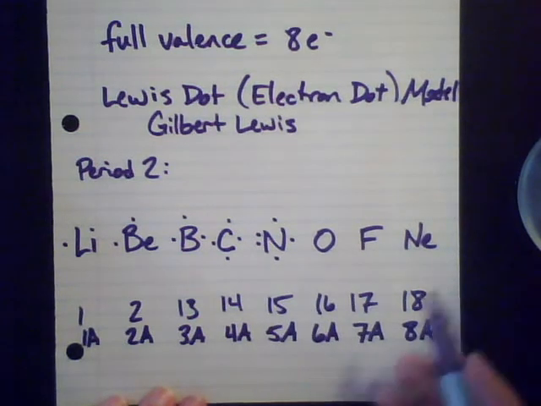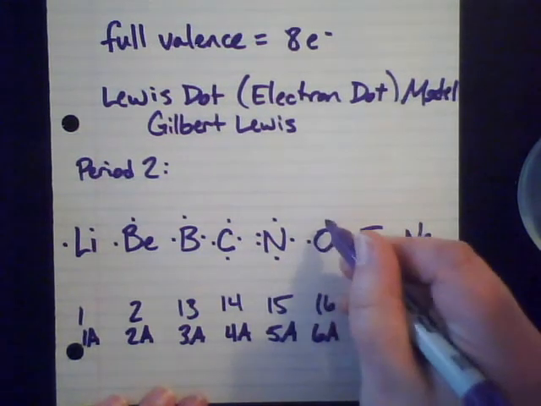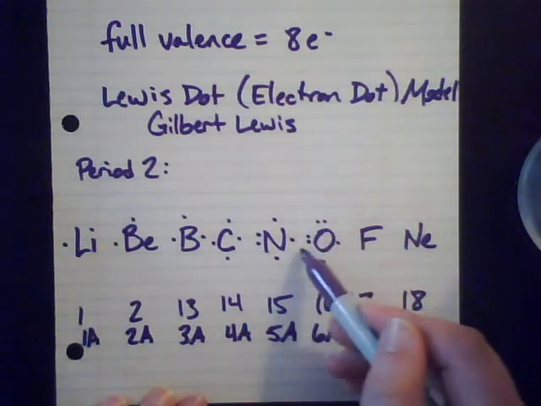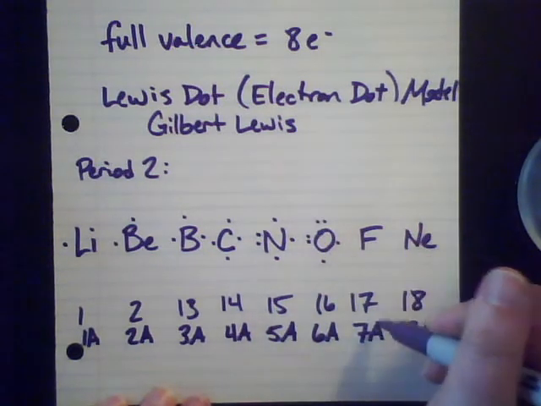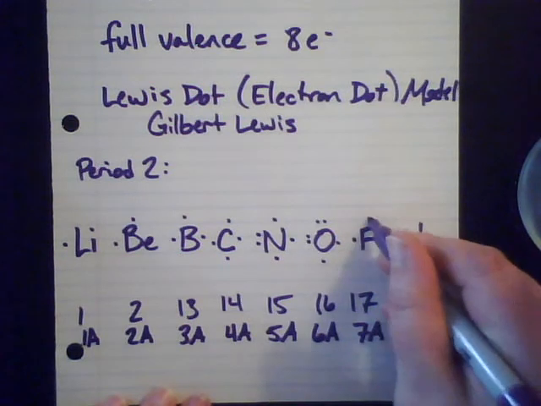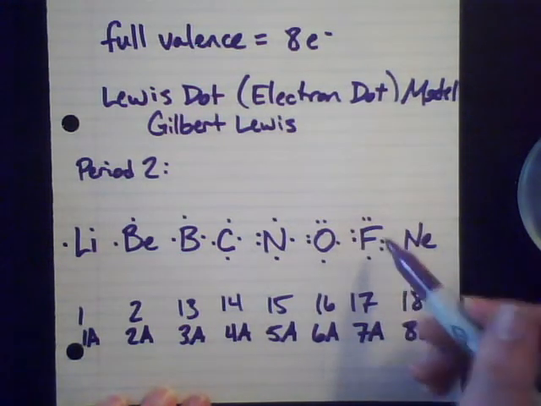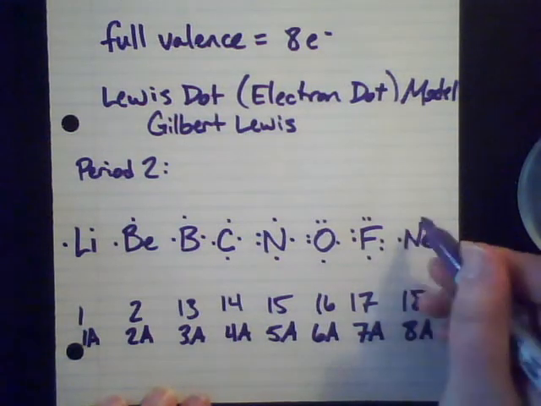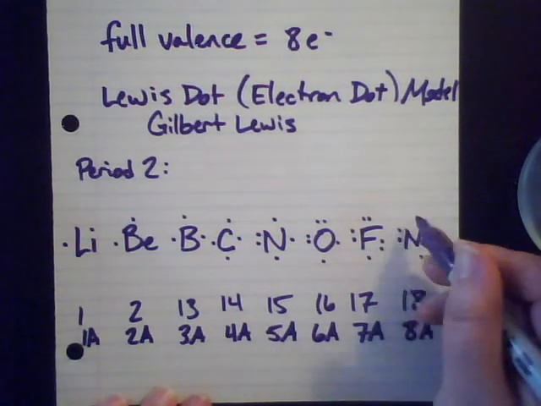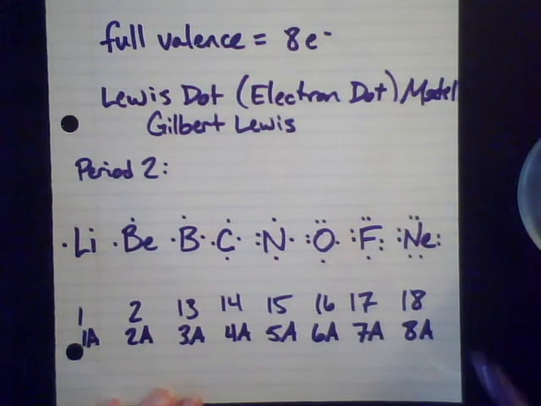Now I have 6 valence electrons on oxygen. 1, 2, 3, 4, 5, 6. So now I have a pair here, and 7 on fluorine. 3, 4, 5, 6, 7. So I have 3 pairs and 1 individual, and then neon, 8. Okay, so neon has 4 complete pairs.